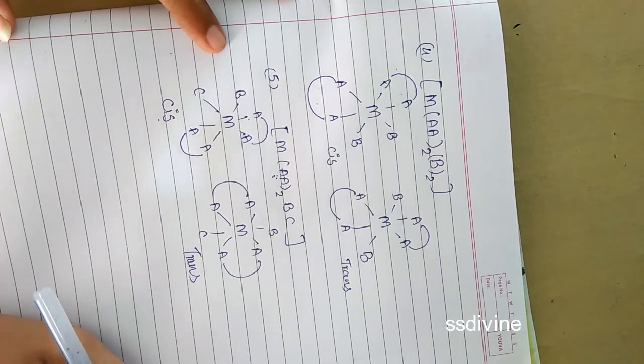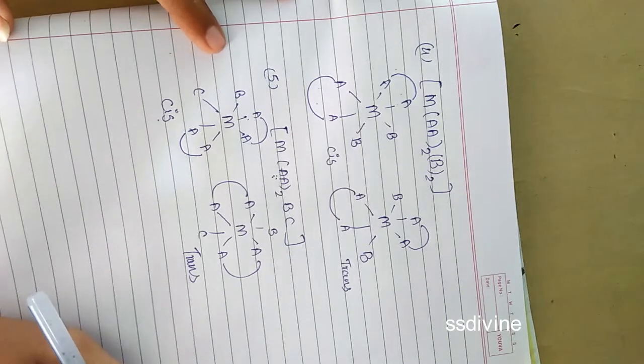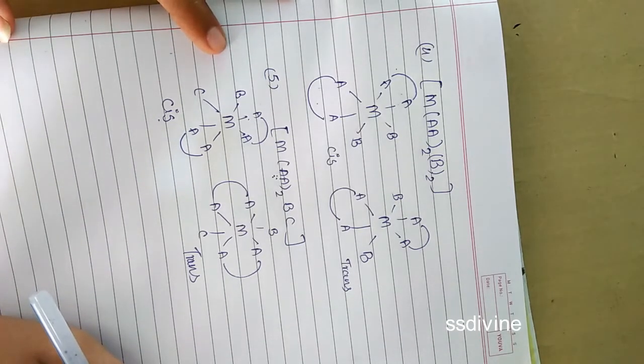In the next lecture, we'll learn about optical isomerism and then we'll switch to valence bond theory and crystal field theory in octahedral as well as tetrahedral complexes. Till then, go through the lecture. It is very easy. If you find any kind of doubt, you can ask me.